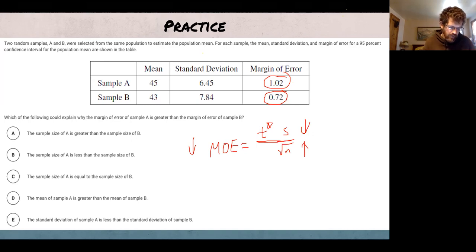So now, why is B smaller? Well, B could be smaller because our critical value is smaller.